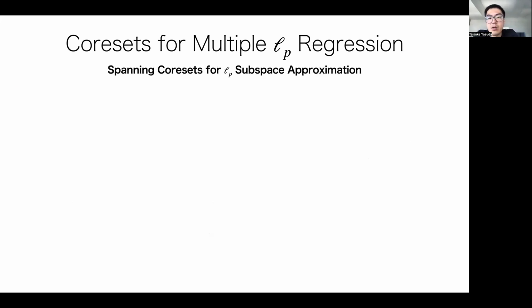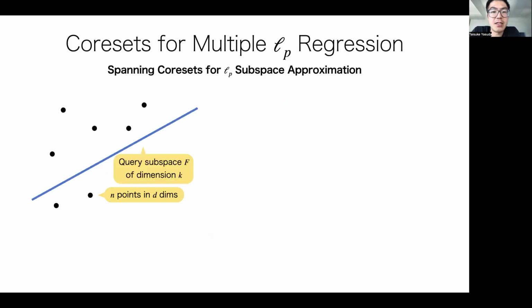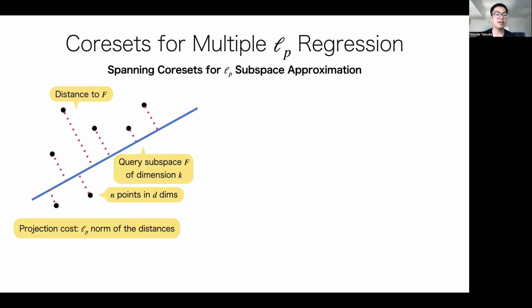So the second problem that we consider is LP subspace approximation, where again, we have n points in d dimensions as an input. And this time we want to approximate this data set by a k-dimensional subspace. So the cost function that we're going to consider is similar to the previous setting. We're going to look at the Euclidean distances of these points to this subspace. And then we're going to look at the LP norm of these distances. So this is the cost that we're interested in minimizing.